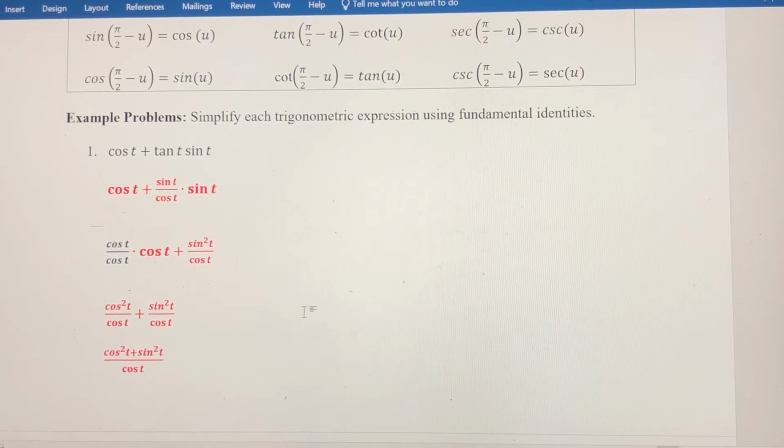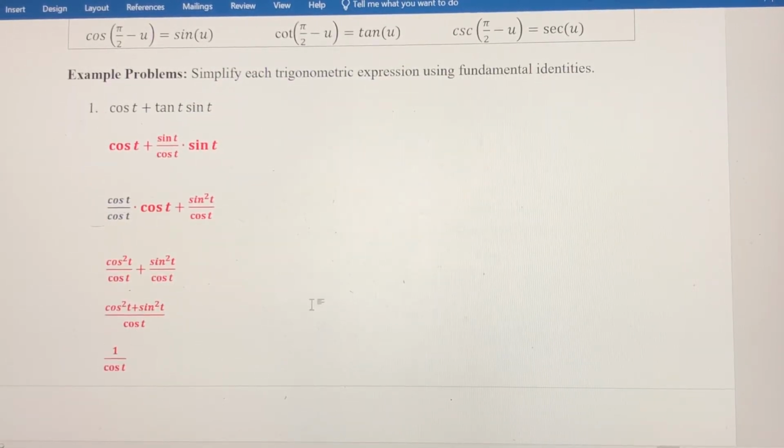Now, one of my Pythagorean identities, remember, is sine squared plus cosine squared. That can be simplified to 1. So we can substitute in a 1 in the numerator because of that Pythagorean identity. So that's 1 over cosine of t. Now, 1 over cosine of t using one of our reciprocal identities is equal to secant. So we simplified this expression, which was a lot more complicated, down into this one individual expression, secant of t. Give number 2 a try and then come back and check your work.